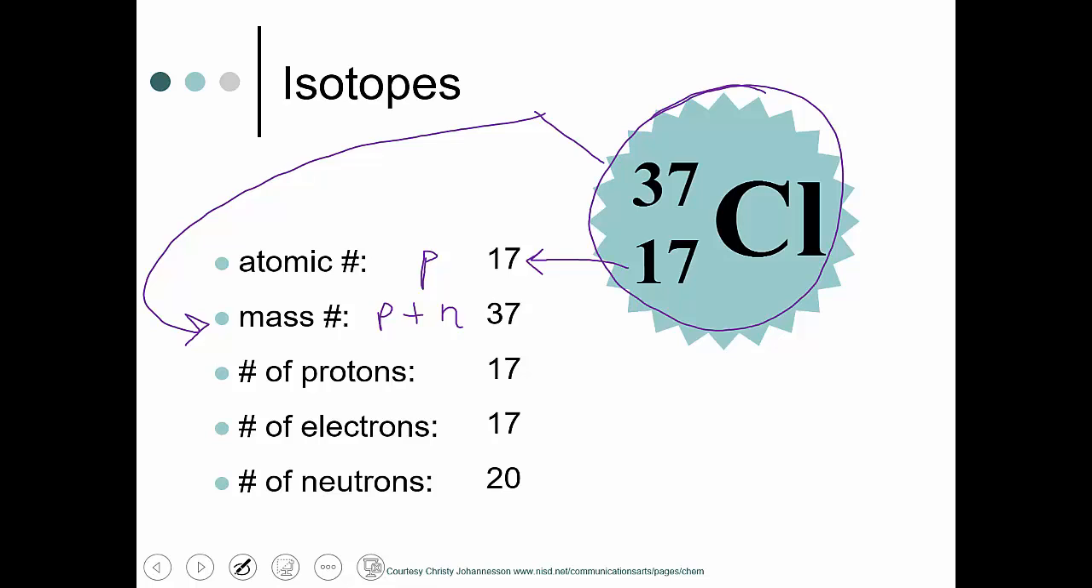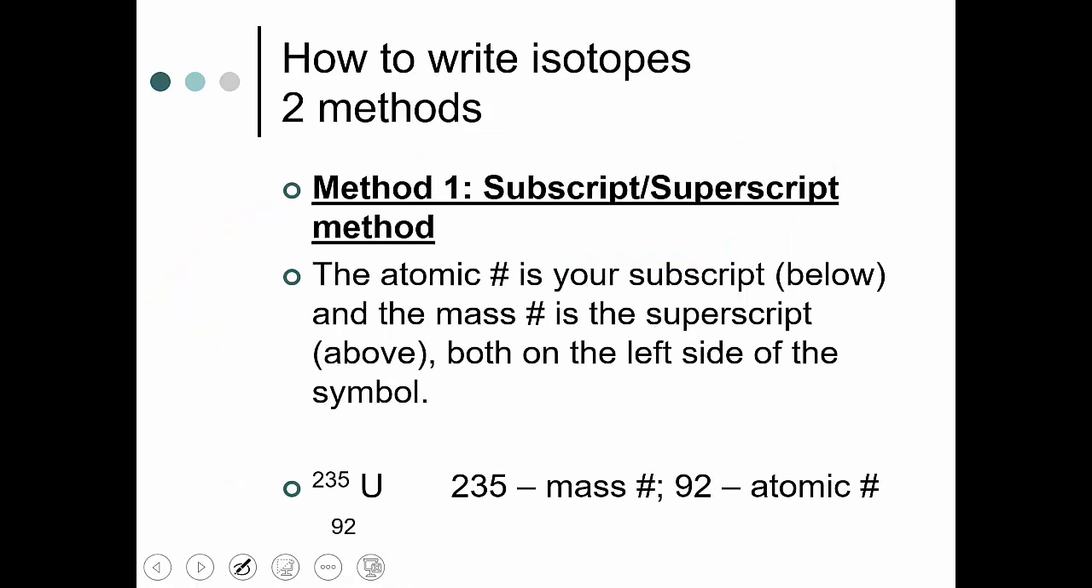So we take the element symbol, we write the mass number as a superscript, that's the top number, and the atomic number as a subscript, that's the bottom number. So it's all kind of laid out for you here. The atomic number is your subscript written below, and the mass number is your superscript written above. Both of them are on the left side. So in this example here, uranium-235, the top number is the mass number, 235, and the bottom number is the atomic number.